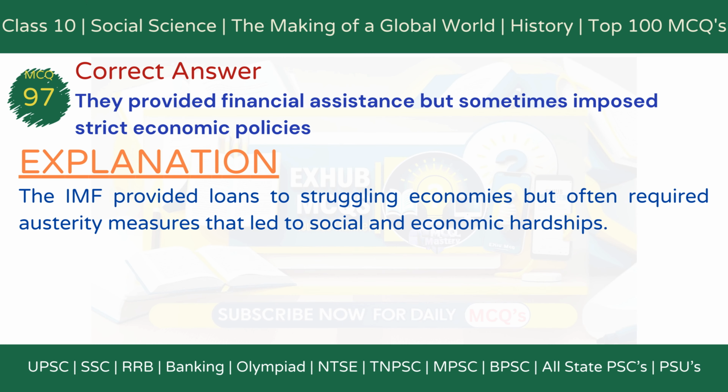The correct answer is option A. They provided financial assistance, but sometimes imposed strict economic policies. Explanation. The IMF provided loans to struggling economies, but often required austerity measures that led to social and economic hardships.